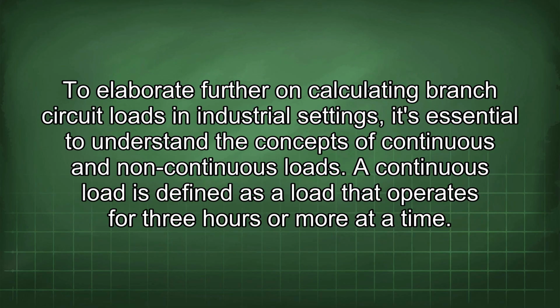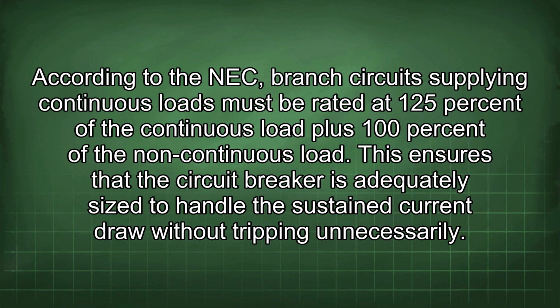To elaborate further on calculating branch circuit loads in industrial settings, it's essential to understand the concepts of continuous and non-continuous loads. A continuous load is defined as a load that operates for 3 hours or more at a time. According to the NEC, branch circuits supplying continuous loads must be rated at 125% of the continuous load plus 100% of the non-continuous load. This ensures that the circuit breaker is adequately sized to handle the sustained current draw without tripping unnecessarily.